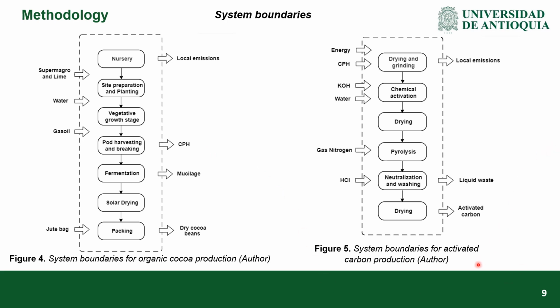Then, for the activated carbon production, start with drying and grinding of CPH, which corresponds to the pre-treatment of CPH, and ends with the drying of activated carbon. For this system, the inputs were energy, CPH, potassium hydroxide, water, nitrogen, and hydrochloric acid. And the outputs were local emissions, liquid waste, and activated carbon.